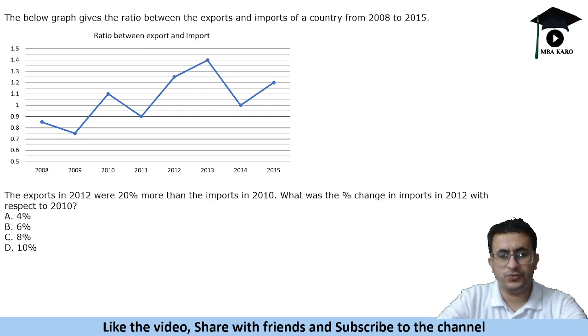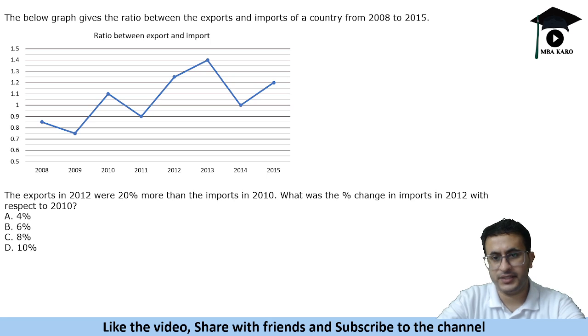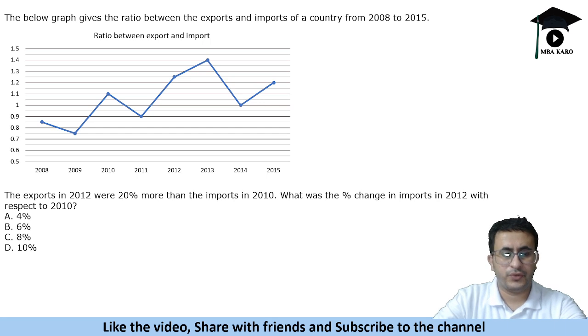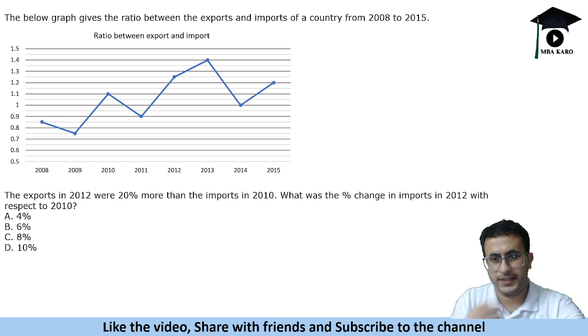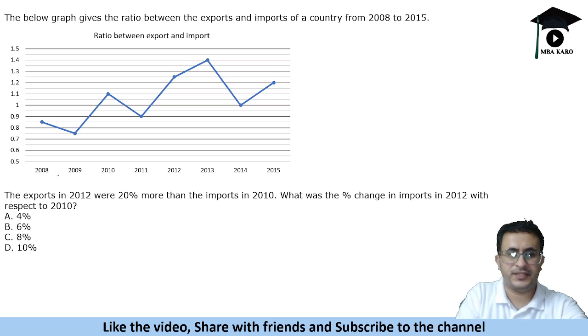The exports in 2012 were 20% more than the imports in 2010. What was the percentage change in imports in 2012 with respect to 2010? Okay, so exports in 2012 were 20% more than imports in 2010. Okay, so let's see this value. So we will again take import and export. Okay, 2010 और 2012 वाले values ले लेंगे.